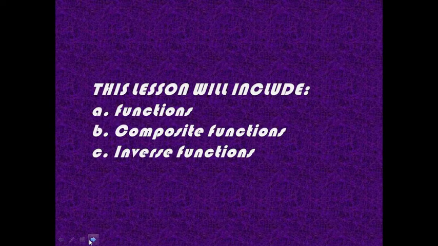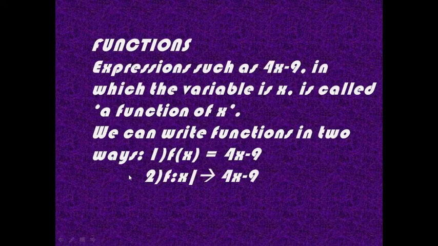So this lesson will include functions, composite functions, and best functions. The three things: first level, second level, and third level. Okay? So we'll tackle them one by one. Functions. Expressions such as 4x minus 9, in which the variable is x, is called a function of x. So an expression in which the variable is x is known as a function of x.